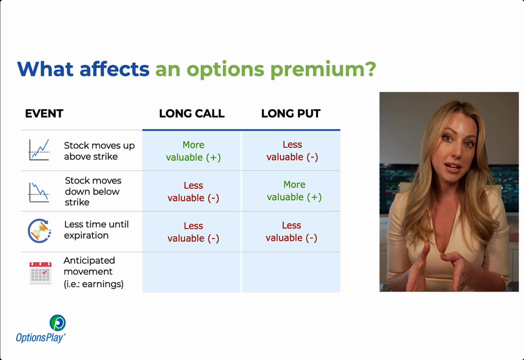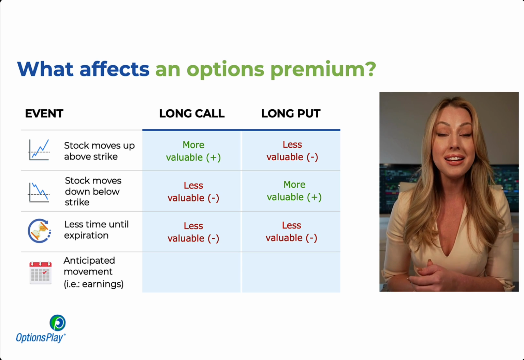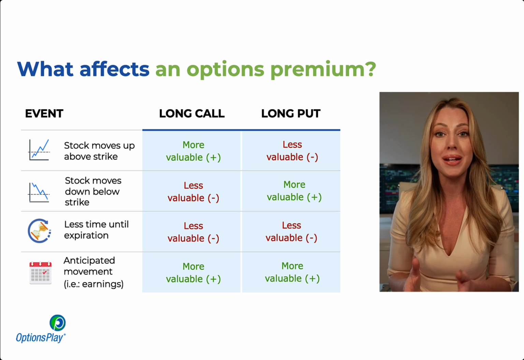Now, if there's an anticipated movement, for example, earnings, that makes long calls and long puts more valuable, because there is an anticipated movement in the underlying security in either direction. Earnings is such a great example of that. So that makes the options premium more expensive, and subsequently, options that we're buying will be more valuable.